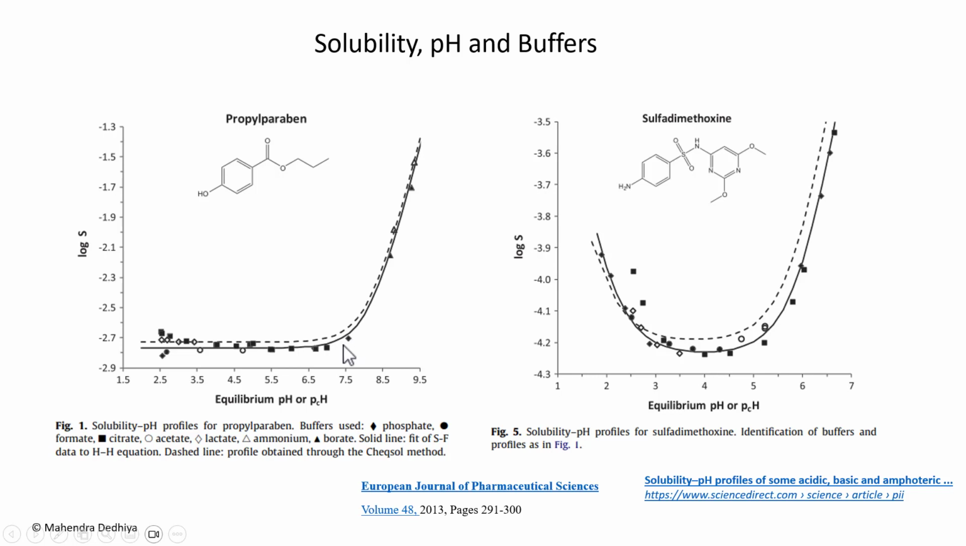7.5. For the drug sulfadimethoxine, equilibrium pH with different buffers are shown here. Buffers: phosphate, formate, citrate, acetate, lactate, ammonium, and borate. This compound shows a U-shaped solubility curve with low solubility between pH 3 and 5. Besides the buffer composition that would provide optimum formulation.